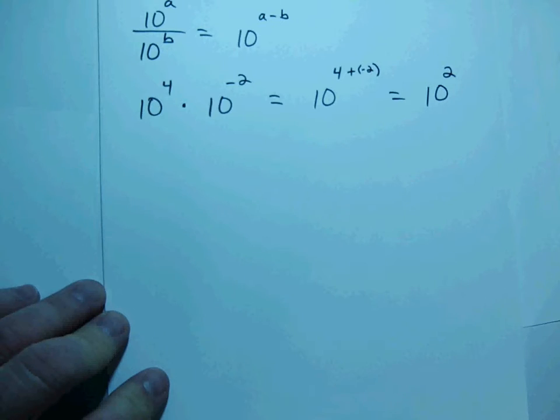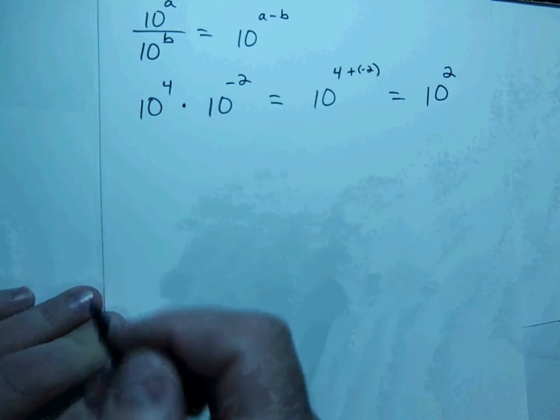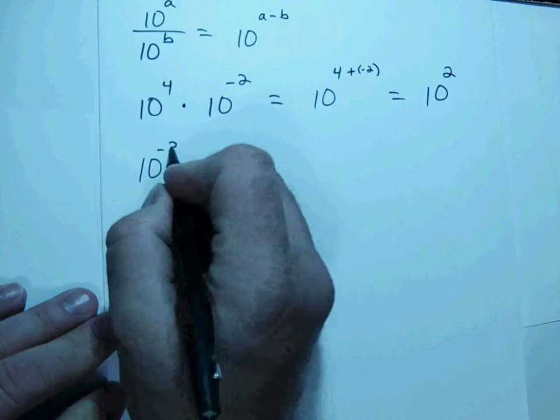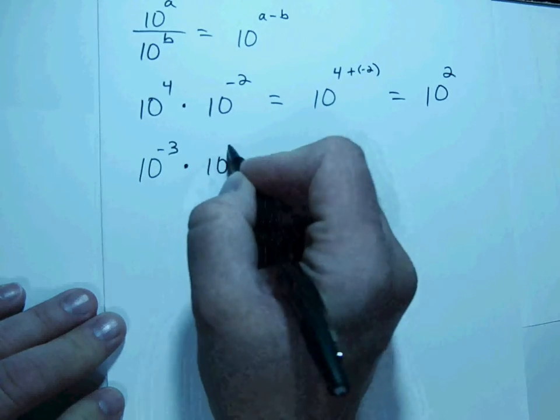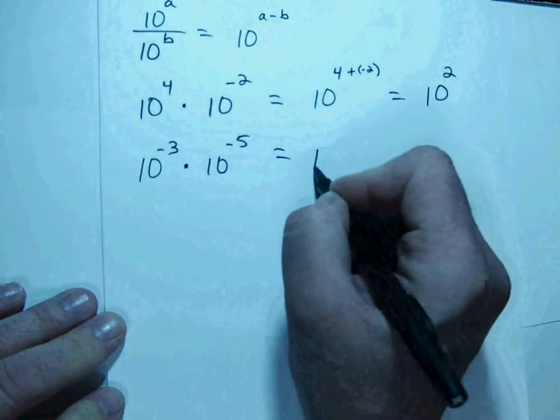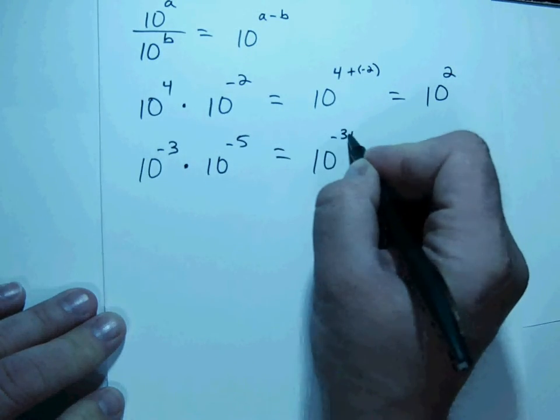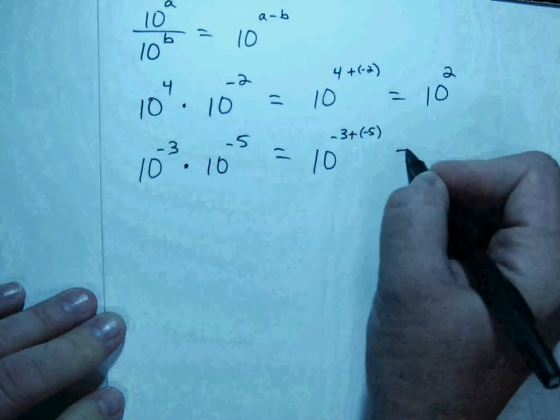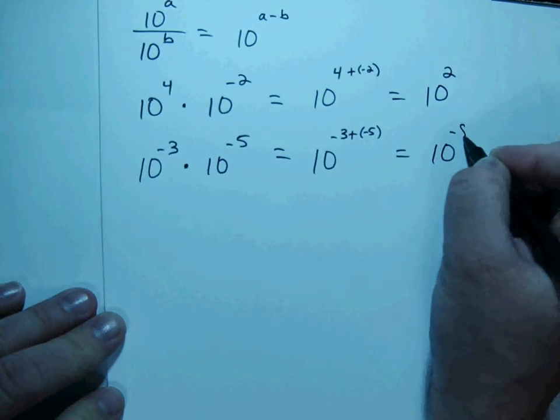Okay, everybody cool there? Let's try another one. Well, they're both negative. 10 to the negative 3rd times 10 to the negative 5th. Well, that's 10 to the negative 3 plus negative 5, and we know that to be 10 to the negative 8th.